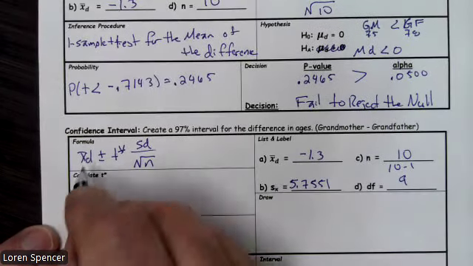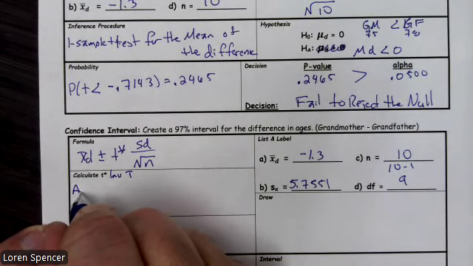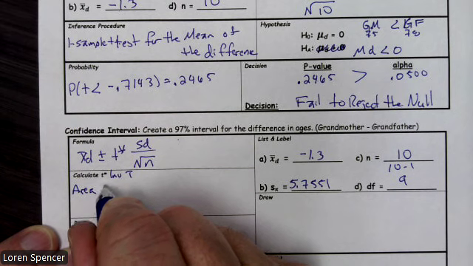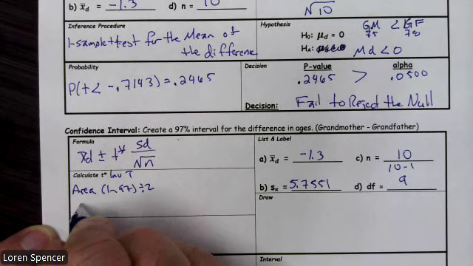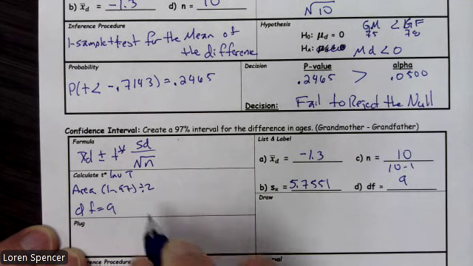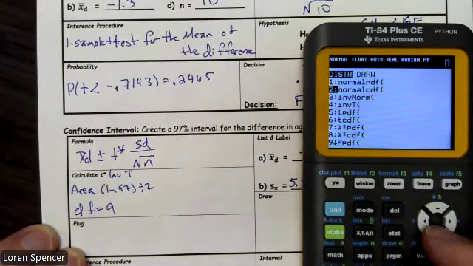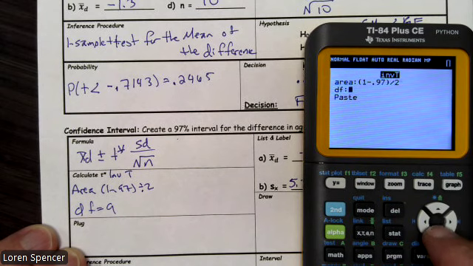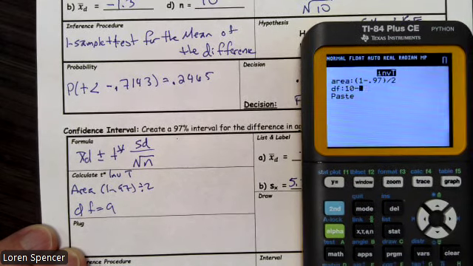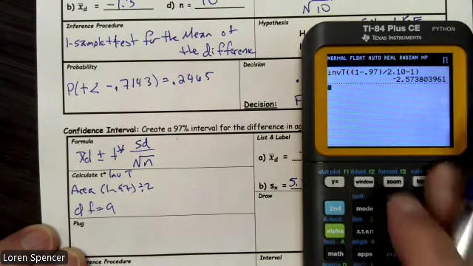Standard deviation. Well, the standard deviation of the sample was 5.7551. And we need to calculate T star. So we're going to do an inverse T. We know that. We're good with that by now. And the area, they wanted 97%. So 1 minus 0.97 divided by 2. And the degrees of freedom is 9. So let's go ahead and calculate that. Second vars, inverse T, parenthesis 1 minus 0.97, close parenthesis, divided by 2. Degrees of freedom, 10 minus 1. And we get 2.5738.